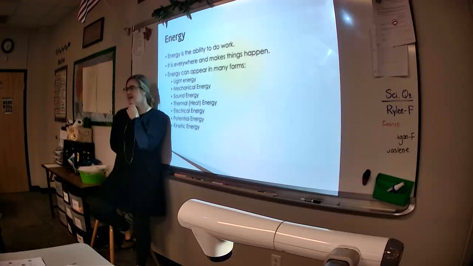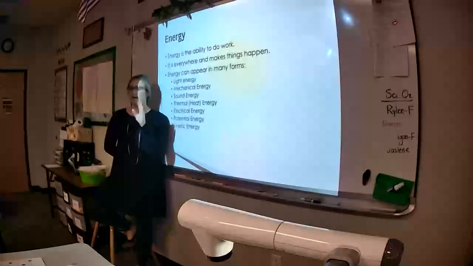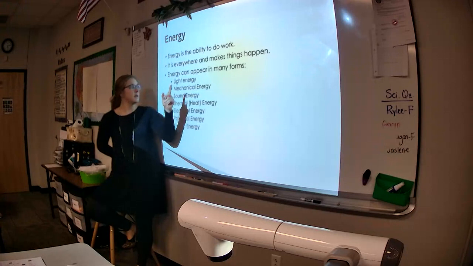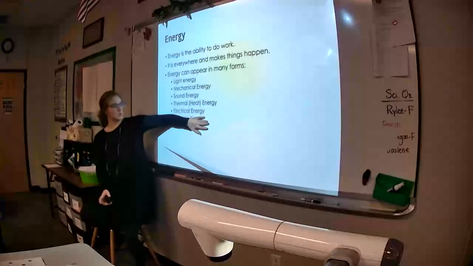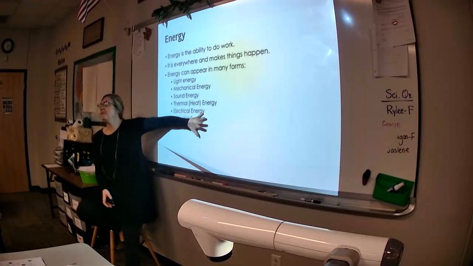Now, I said this slide is exactly like the one from yesterday, and I was wrong. It's not exactly like it, but this part's the same. Down here, we talked about the different forms of energy, okay? But the ordering on them is a little different. So you kind of ignore this part down here. But the 5 different kinds of energy: we have light energy, which we discussed yesterday, mechanical energy, sound energy, thermal energy, and electrical.